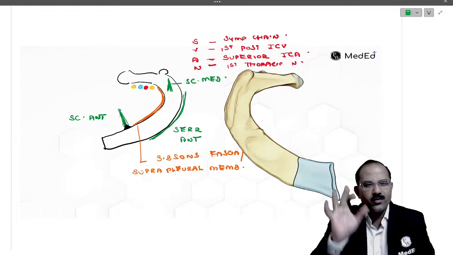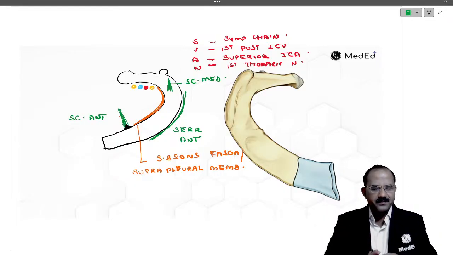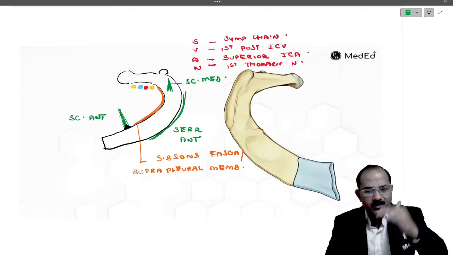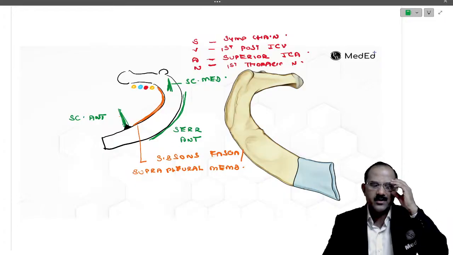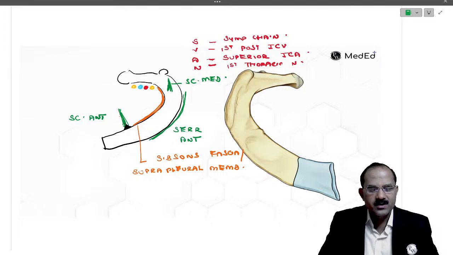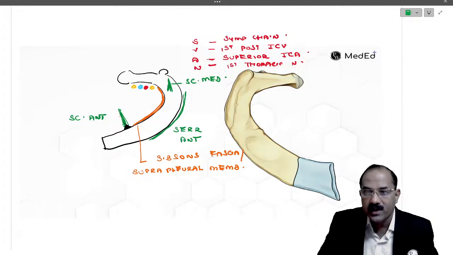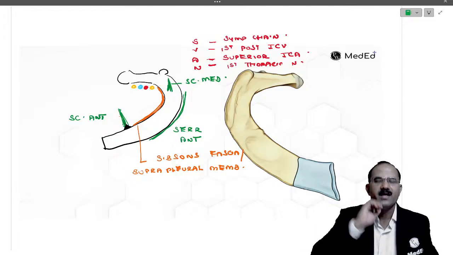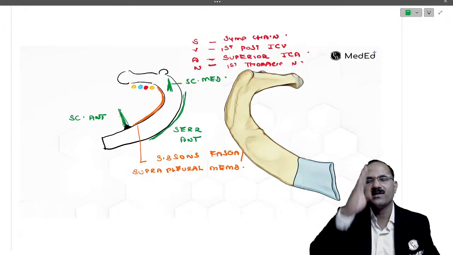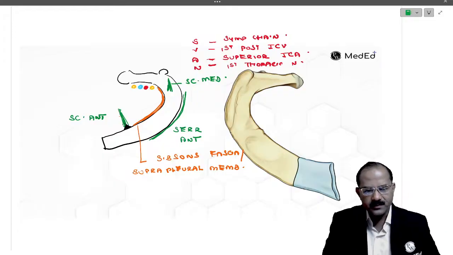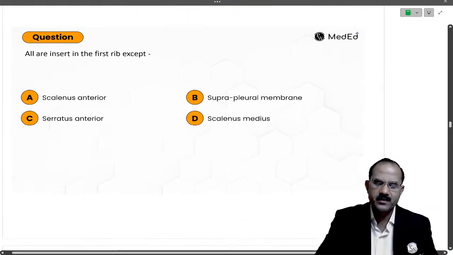The first rib is always asked in the exams. Costal groove is absent. The structures are reversed. It's not vein, artery, nerve. It's nerve, artery, vein. Okay, children. Clear to all of you? So these are the attachments on the first rib, and these are the relations of the neck of the first rib. SVAN. It's medial to lateral. The sympathetic chain, the first posterior intercostal vein, the superior intercostal artery, and the first thoracic nerve. Perfect. Very good.